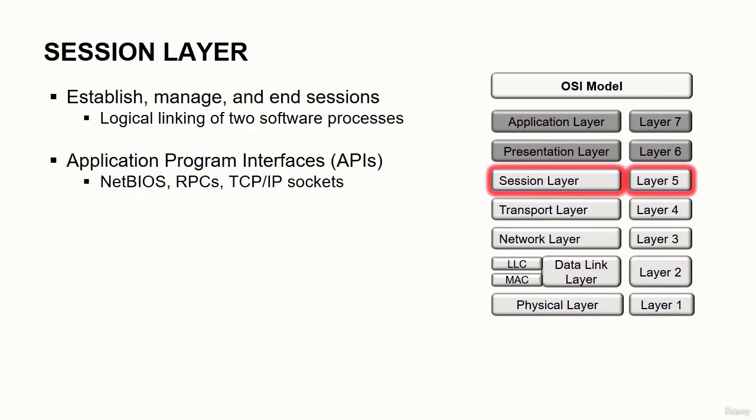Layer 5 is the session layer. The function of the session layer is to allow communication between applications and to establish and end sessions between those applications. Application Program Interfaces, or APIs, such as NetBIOS, Remote Procedure Calls, or RPCs, and TCP/IP sockets are used at the session layer to allow applications to achieve high-level communications over the network.